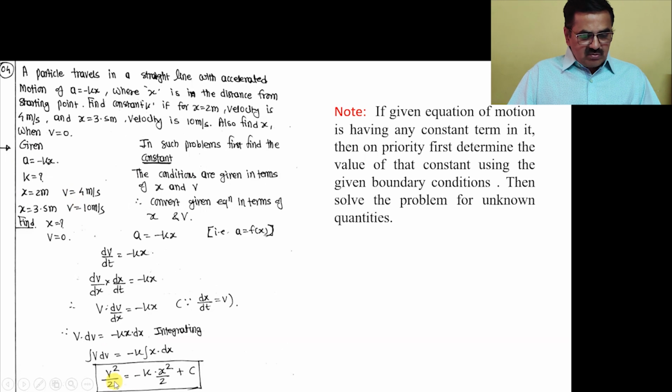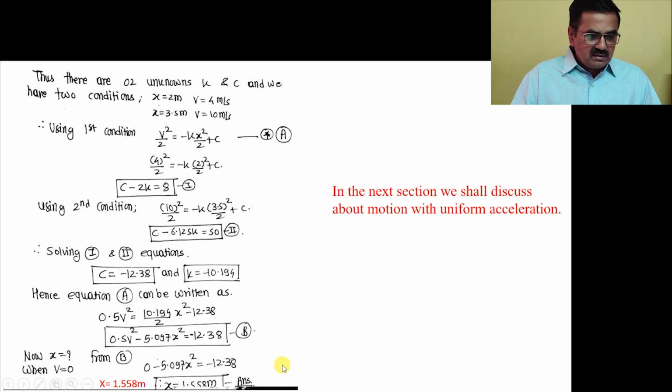So during this conversion, one more unknown is added in the problem. That unknown is c, and now we have two unknowns, k and c, and we have two conditions. So this problem can be solved. We have to develop two equations in terms of k and c, and these two equations can be developed using these two conditions. So this is the equation after integrating.